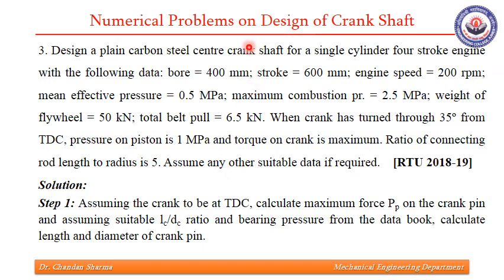You might see that we have not been given the distance between bearings 1 and 2 and bearings 2 and 3. So we need to find the distances so that it is possible for us to find the reactions. Let us see the design process in steps. In step 1, we'll assume the crank to be at TDC, like we have done in the previous question, and calculate the maximum force PP on the crank pin. Assuming the LC by DC ratio and bearing pressure from the data book, we'll find the length and diameter of the crank pin exactly as we did in numerical number 2.